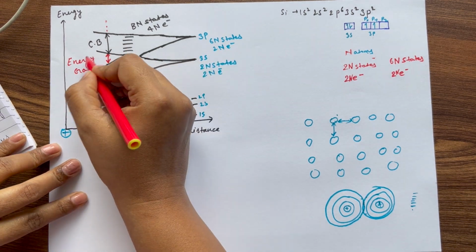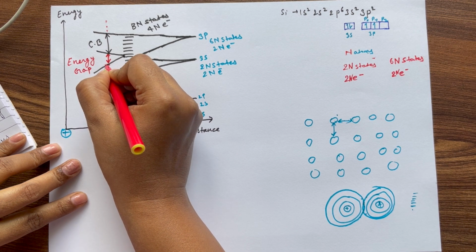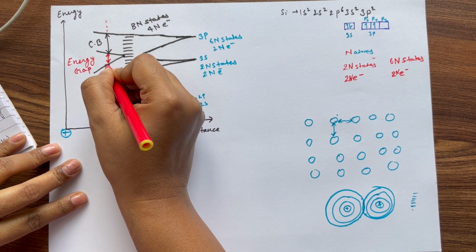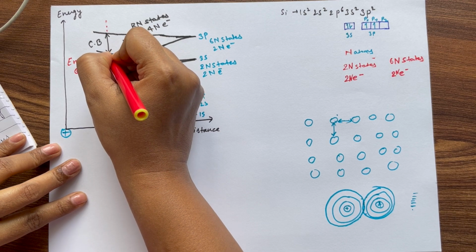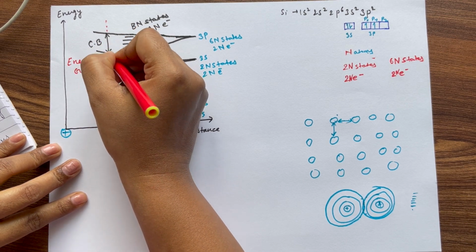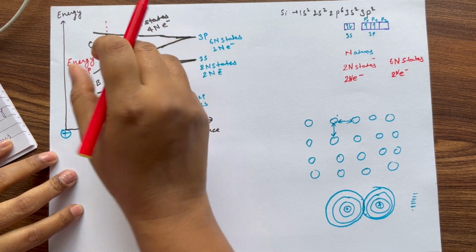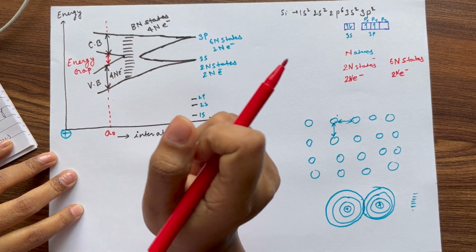So this energy gap is the gap between the highest occupied energy level of the valence band and the lowest unoccupied energy level of the conduction band. So this is how the valence band and conduction band form in a semiconductor.